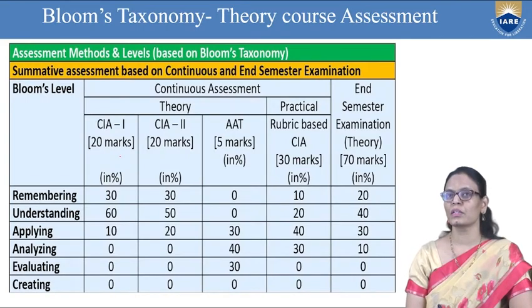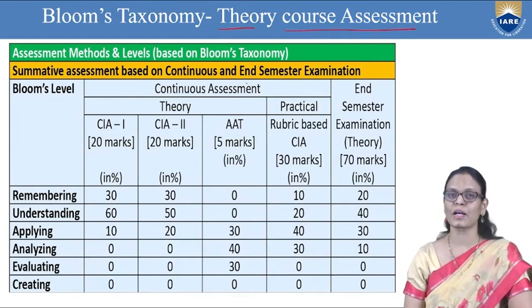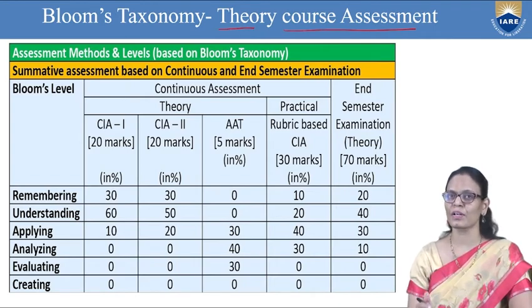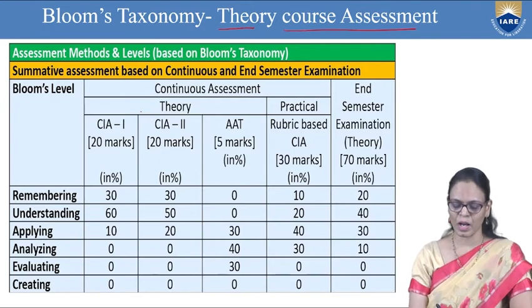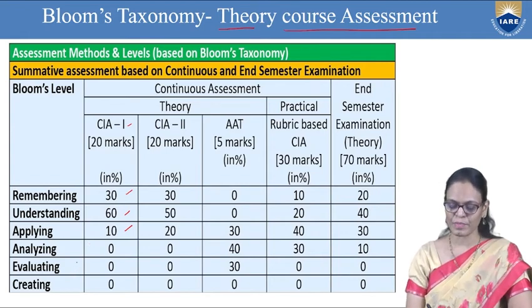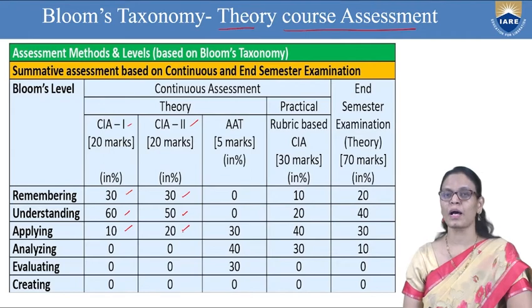Now coming to the theory course assessment under Bloom's taxonomy. What are the levels, what is the weightage we are allotting in different examinations, and how are we going to check the assessment? In CIE 1, remembering level questions will be 30%, understanding 60%, and 10% applying level. In the second CIE, it is 30% remembering, 50% understanding, and 20% applying. We are trying to take them to a higher level from remembering to applying.